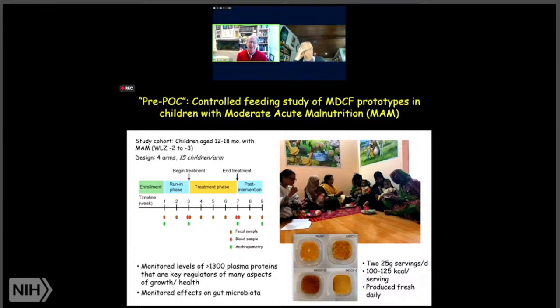And we could do so because there's an aptamer-based technology developed by SomaLogic, which allowed more than 1,300 different proteins, which are both biomarkers and mediators of many aspects of host physiology, to be quantified.